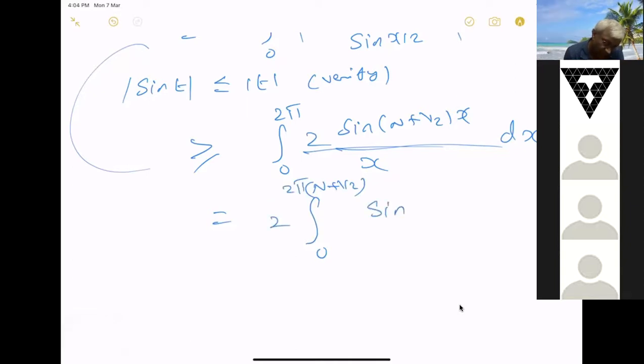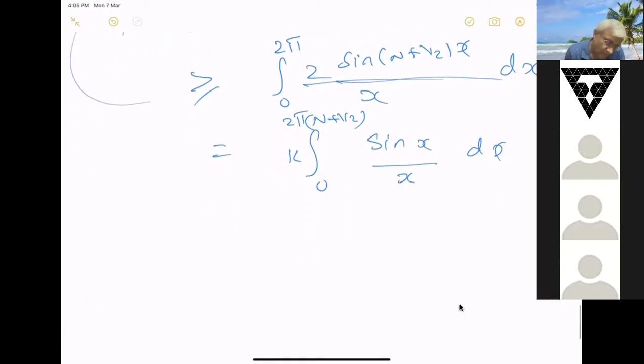Sine x by x dx. Maybe there is a k. I don't care. If you change a variable, you will get some constant. Let me put just a single k constant. That constant does not matter. So now this is greater, there is an n plus half. I just write it as a summation. This is greater than the summation of k equal to 1 to n, integral from (k minus 1) 2 pi to k times 2 pi.